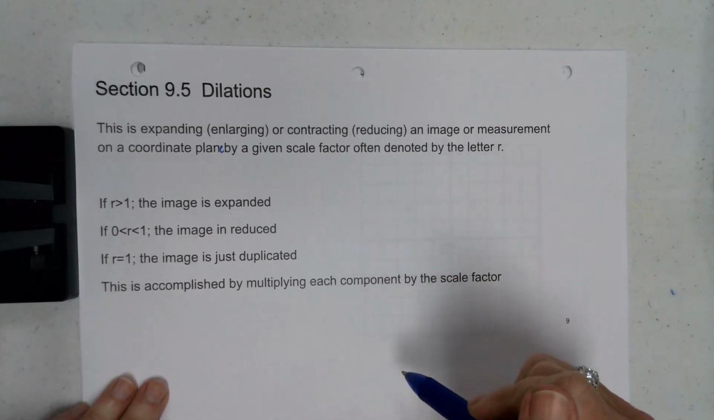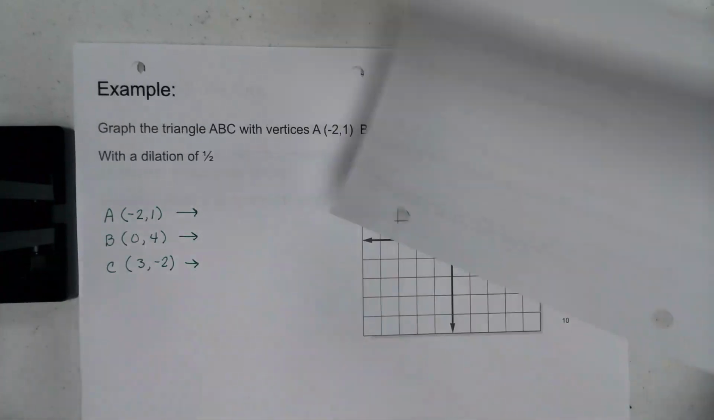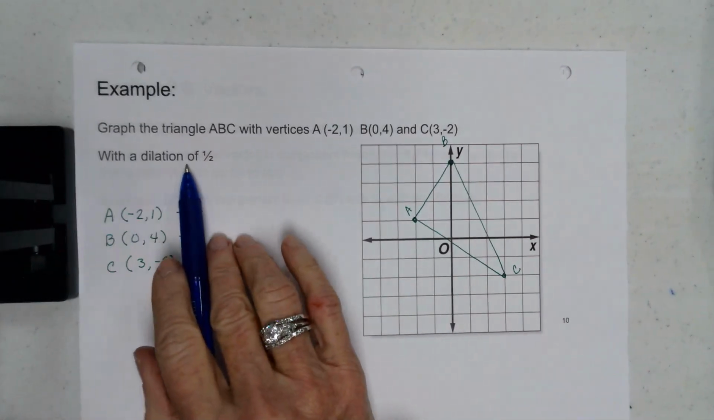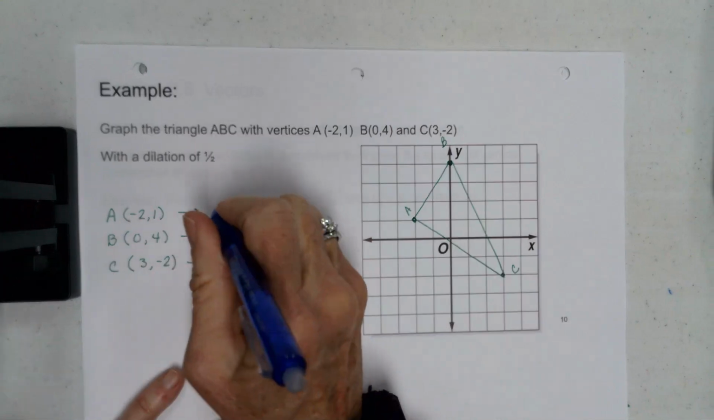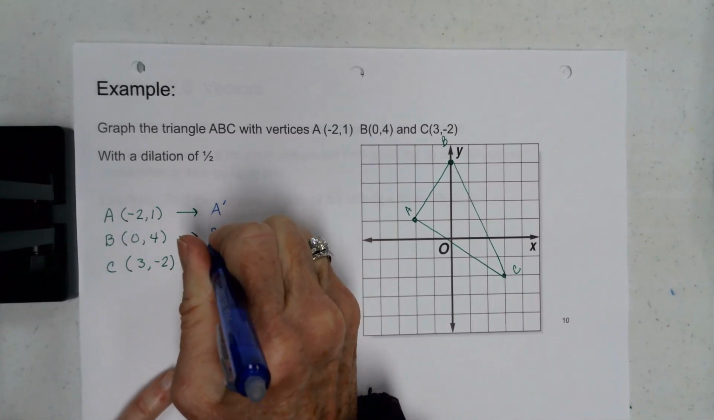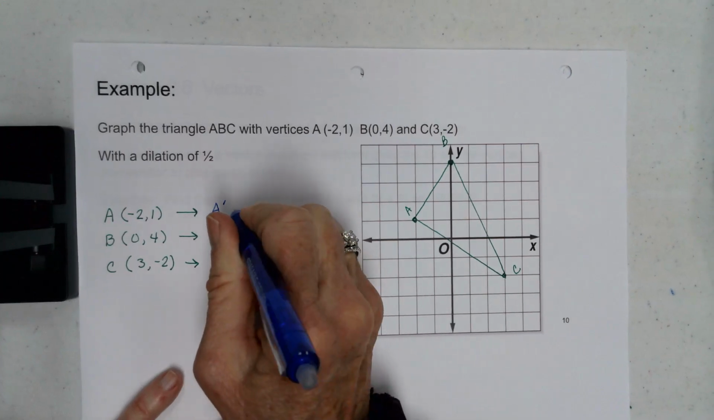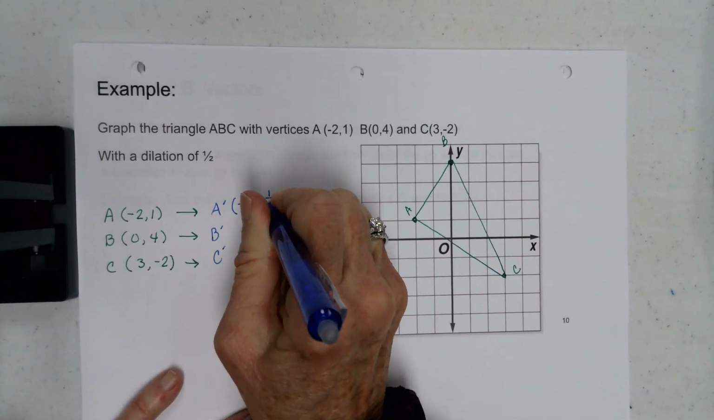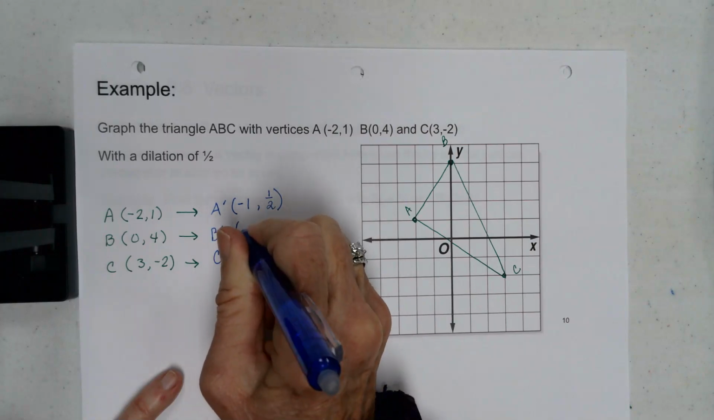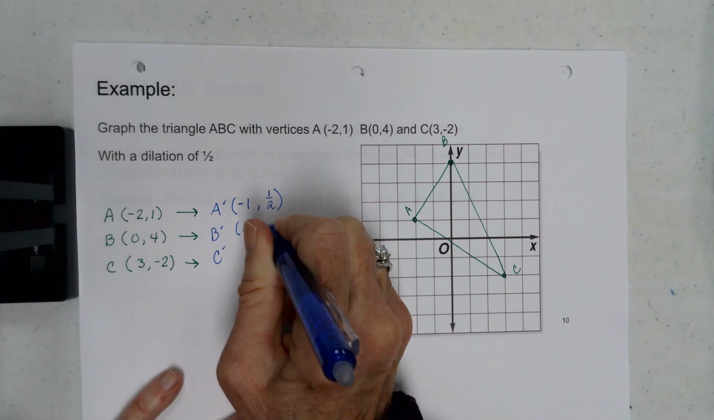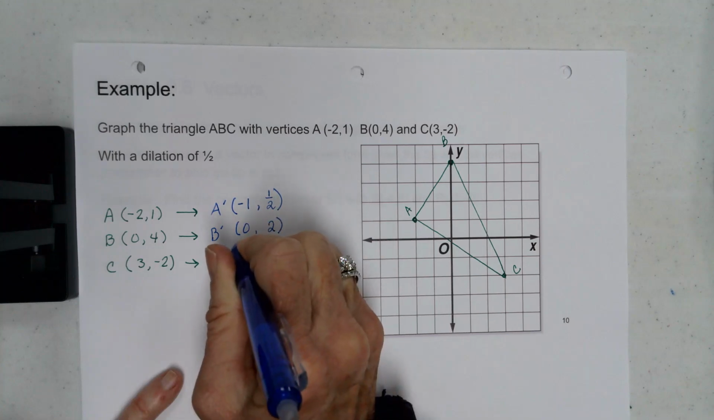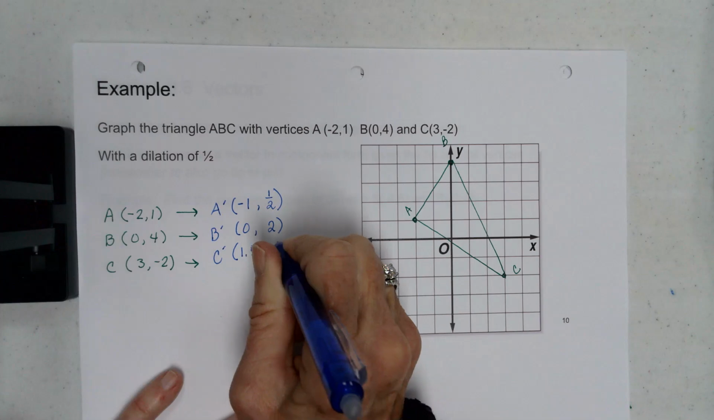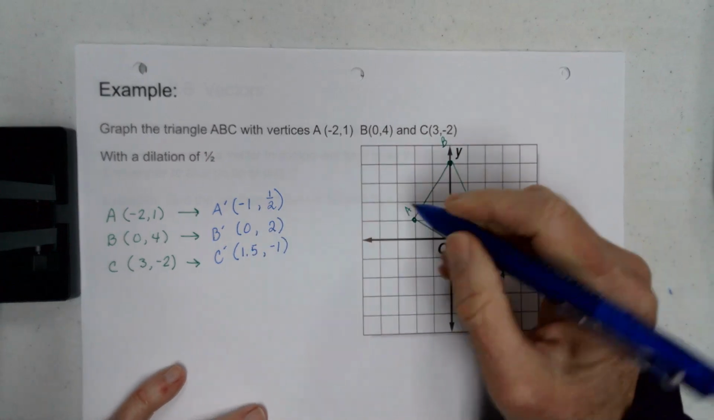This is accomplished by multiplying each component by the scale factor. So here's an example of that. Again, same triangle. I want a dilation of 1/2, which means I'm going to multiply each one of these points, each X and Y, by 1/2. So this is going to become -1, and this is 1/2. This is going to be 0, and this is going to be a 2. This is going to be a 1.5, or 3/2. And -1.